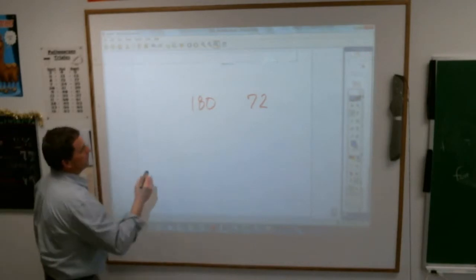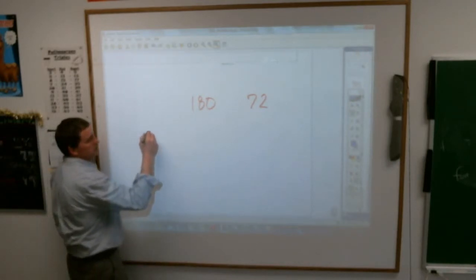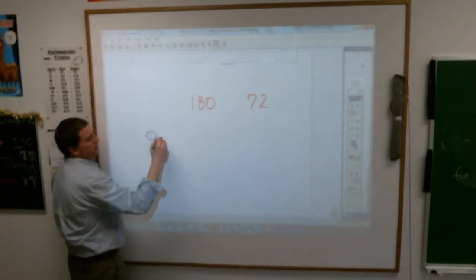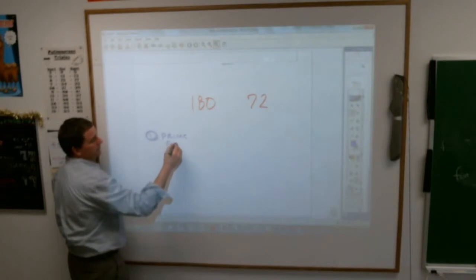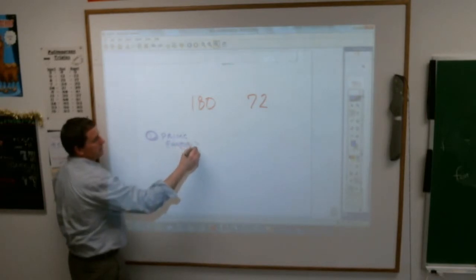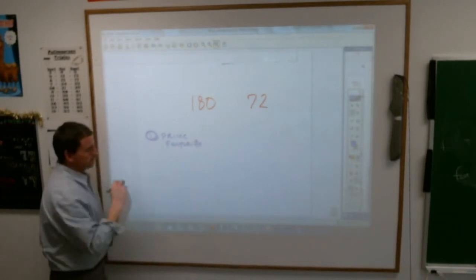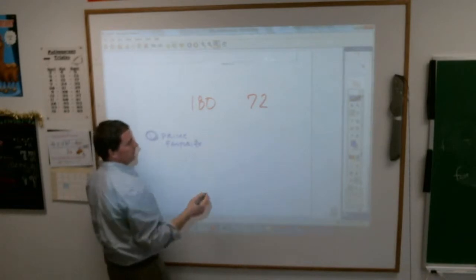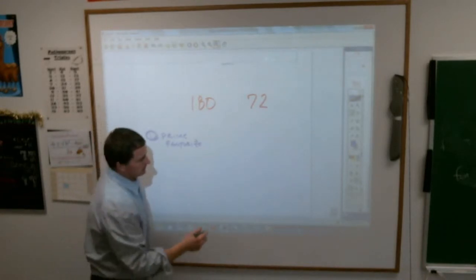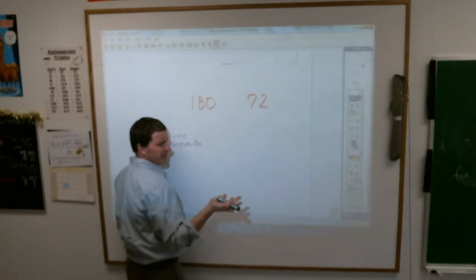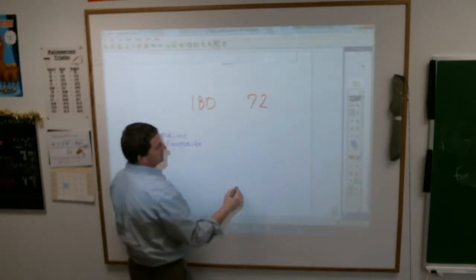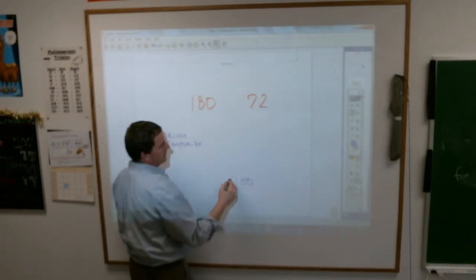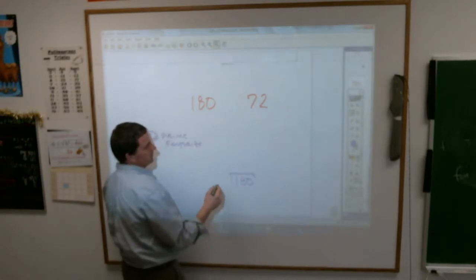What you want to do is follow these simple steps. First thing is you need to prime factorize both numbers. You will do it just to humor me. If you prime factorize 180, what do you get? How many different ways can we prime factorize? You can do the tree thing, or you can do the division. I'm going to do the division by primes.